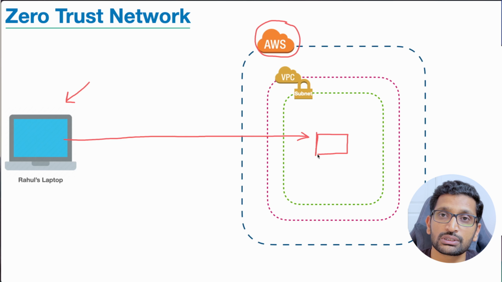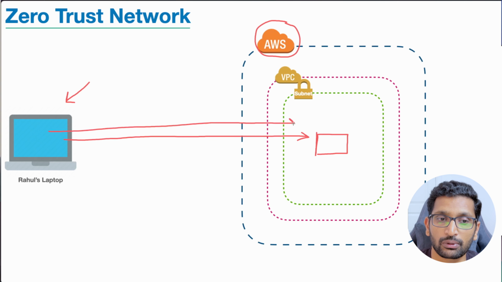So those resources will be accessible once we set up our zero trust network, and they will be accessible from our laptop. This network connectivity, which we call a zero trust network setup, will work between our client machine, which is my laptop, and my cloud services, which are running on AWS.